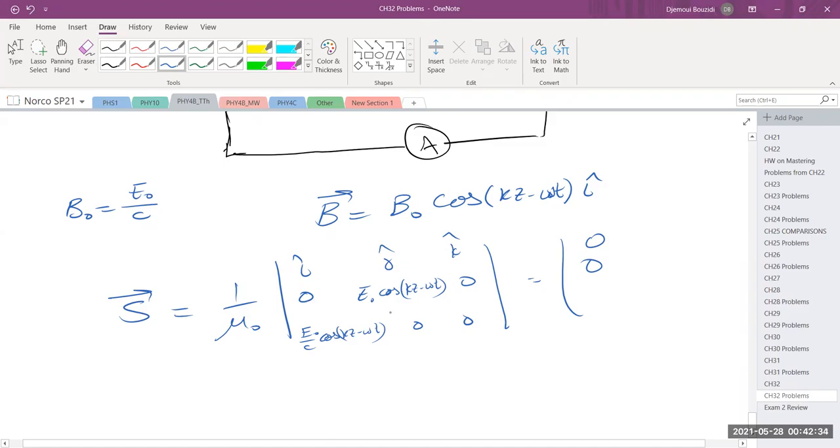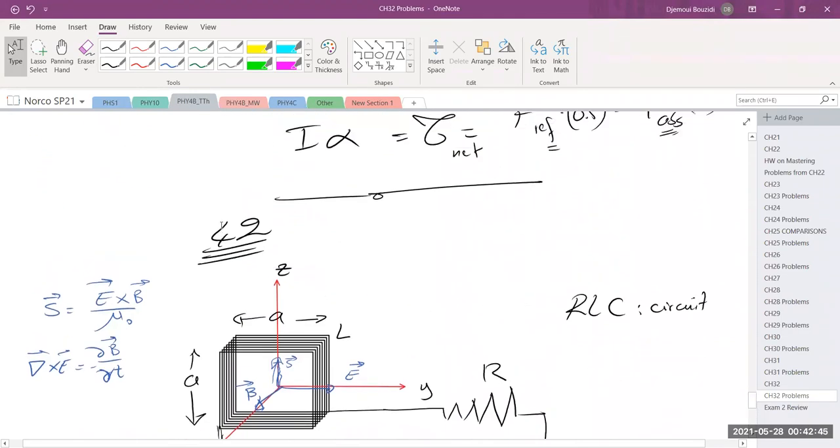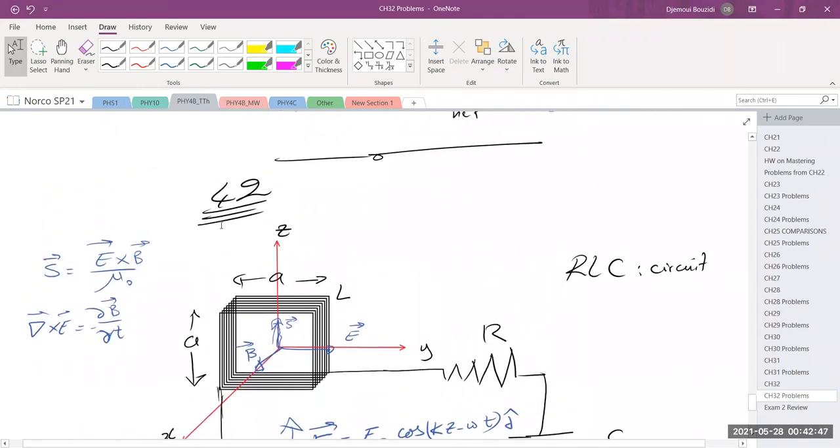Why do I have a minus in this expression? E cross B. Oh, there is a minus in here. But that's fine, okay? We care only about its magnitude. It's pointing in the opposite direction.